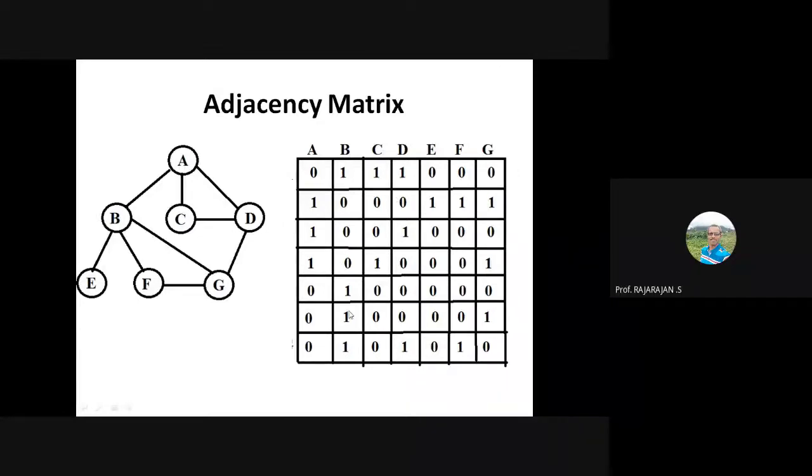Once you have this matrix, you can do any traversal with the help of it. You don't need this diagram. The diagram is only for visual purposes. But for the computer, we will only present the adjacency matrix, through which it can understand all the connections, which vertices are connected, and what path is available from A to D. All that can be detected with the help of the adjacency matrix.